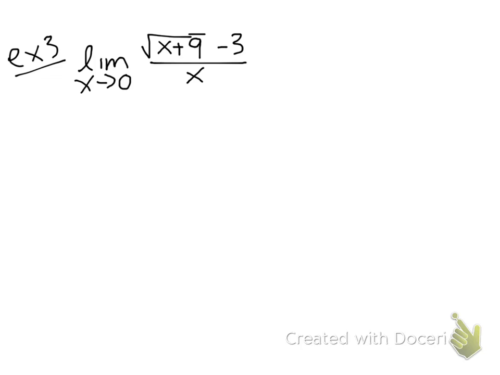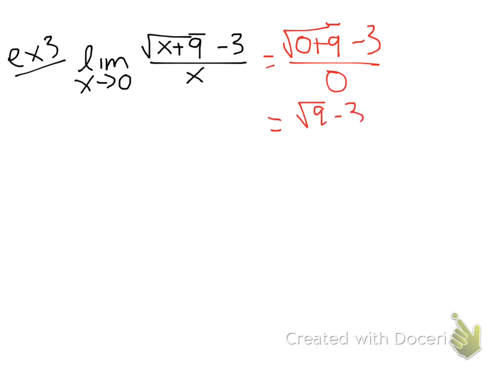So if we substitute the 0 in, we would get the square root of 0 plus 9 minus 3 over 0. Square root of 9 minus 3, things are not looking good, 3 minus 3 over 0, yep, indeterminate form. So that doesn't tell us anything about the limit. Maybe it exists, maybe it doesn't exist. We're going to have to do some work to figure it out.